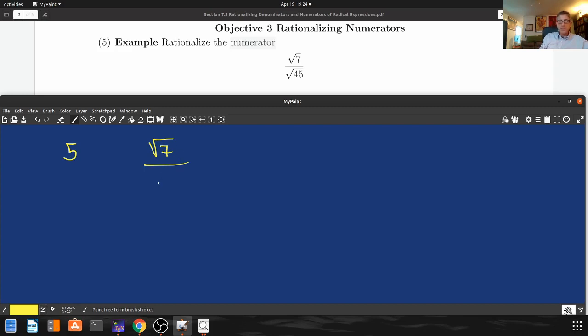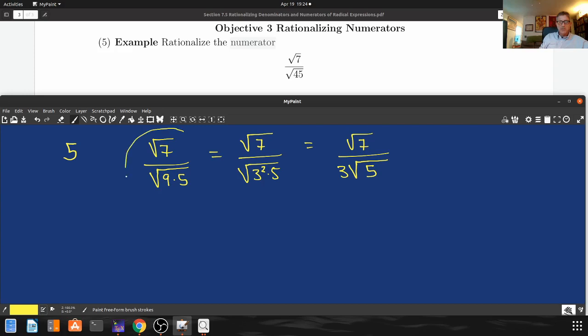Square root of 7 cannot be simplified. The square root of 45 is 9 times 5. So before we do anything, let's simplify. As we said, the numerator, 7, is prime. It can't be simplified. But 9 is 3 squared times 5. So that allows us to simplify it into the following. The 3 squared can come out. It sheds its exponent. So these two are equivalent. This and this are equal.